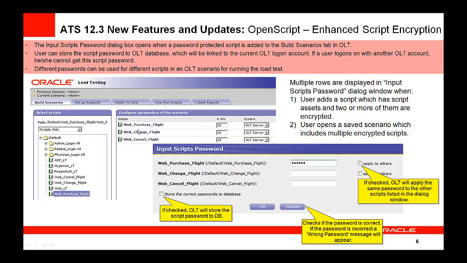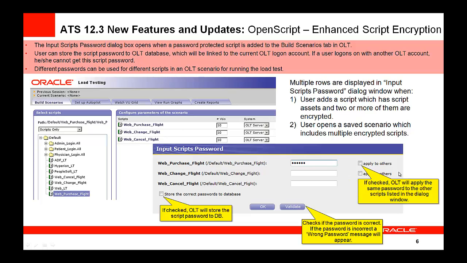In this screenshot that we have here, we have an OLT scenario with 3 encrypted scripts. When the scenario was opened, the user is prompted with the Input Scripts Password dialog window. The dialog window displays the 3 encrypted scripts and prompts the user to enter a password for each. There are a couple of checkboxes on this window which are worth mentioning.